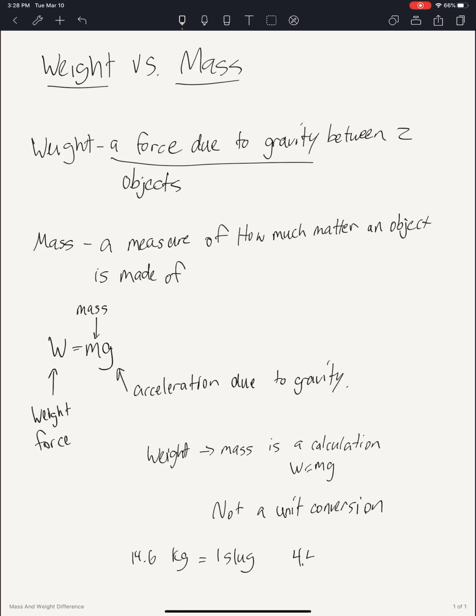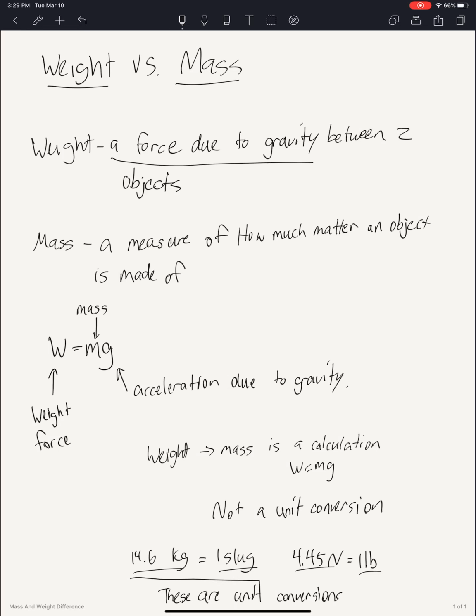Additionally, 4.45 newtons is a pound. And it doesn't matter where you are. This is universally true. These equations are dimensionally homogeneous because this is a mass and this is a mass. This is a force and this is a force. These are unit conversions.